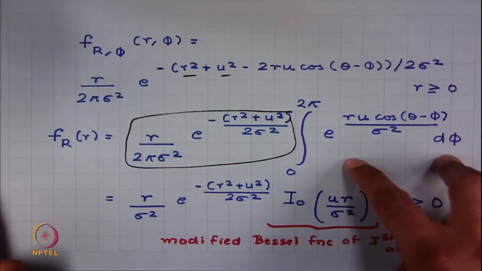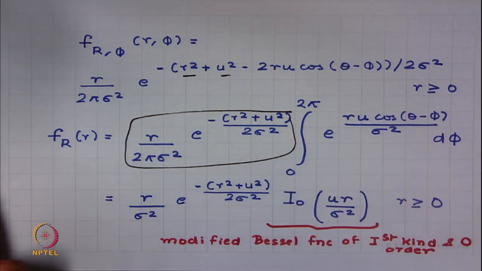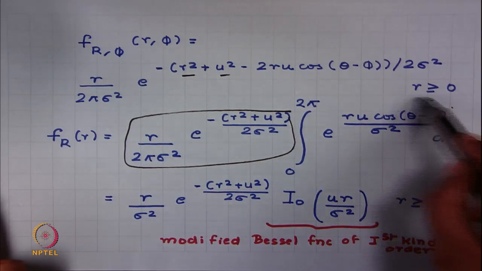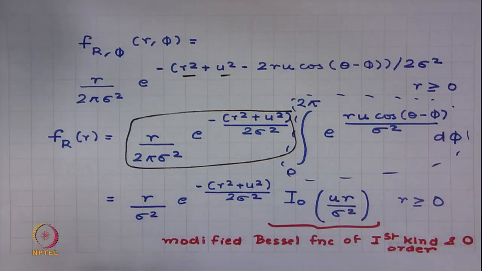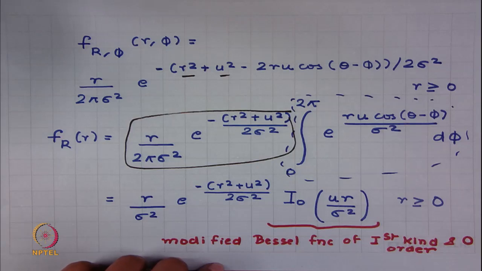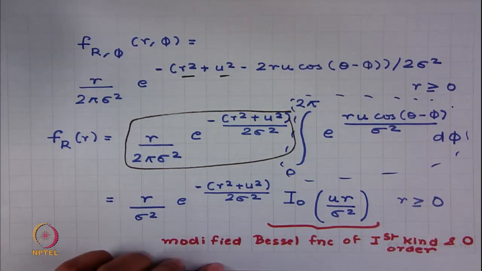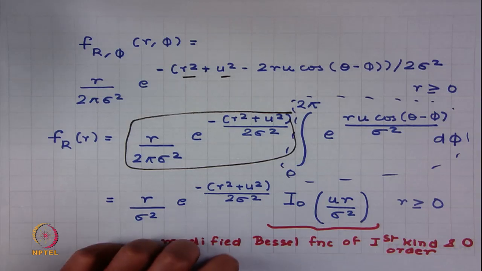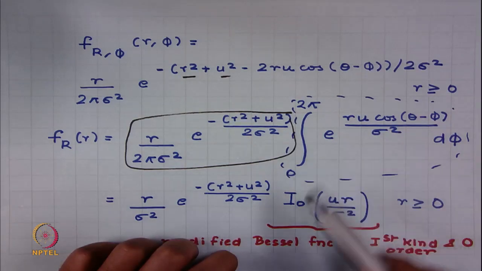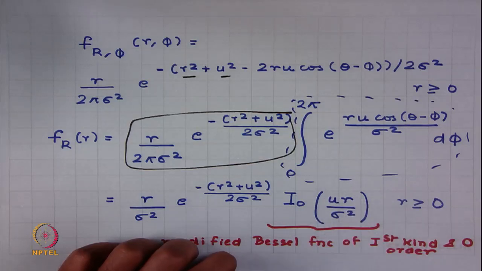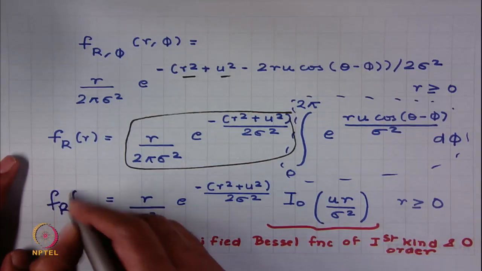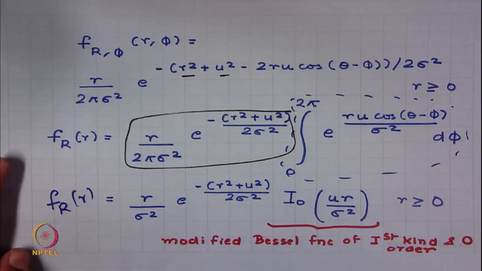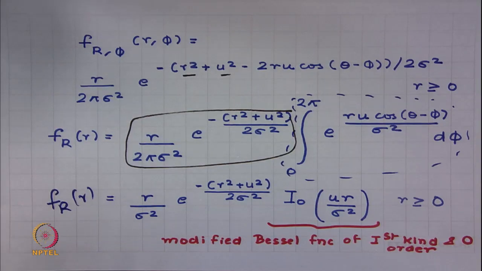a modified Bessel function of first kind of 0 order, simple. So, I can replace this integration by this modified Bessel function of first kind of 0 order, or modified 0 order Bessel function of first kind, howsoever you like to call that, it does not matter. And this is simply I naught of u r by sigma square, and thus I can get the marginal PDF of this random variable r. So, there is some maths involved here.